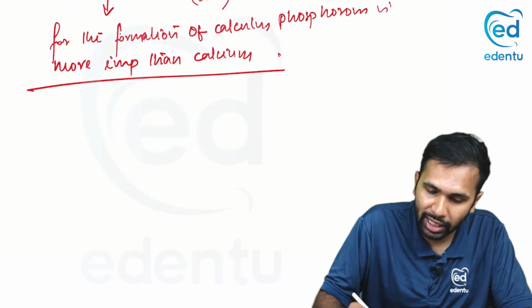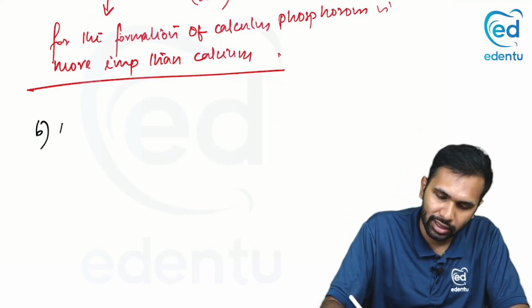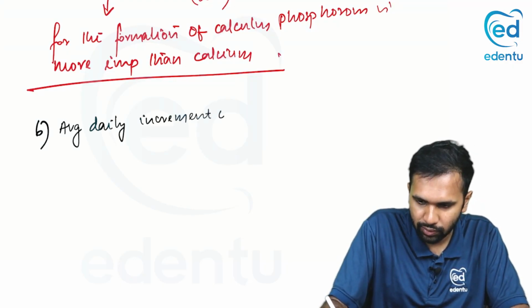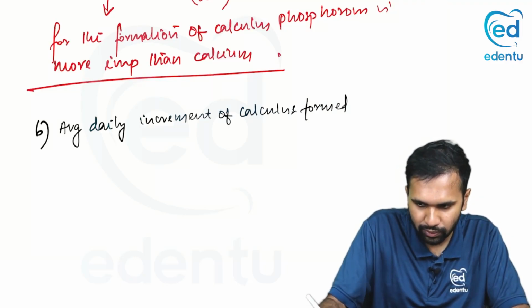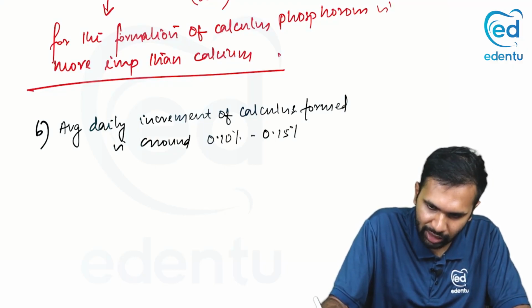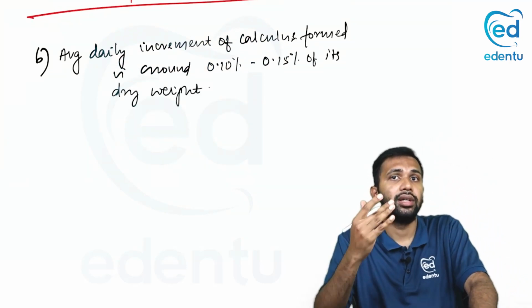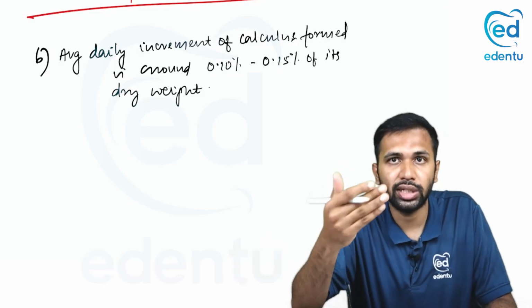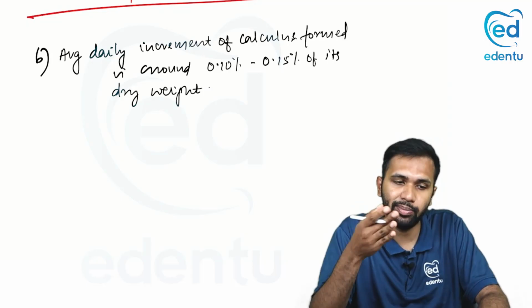The last point about calculus, all these are key points, okay, for you to understand. The last point in calculus is average daily increment of calculus. Average daily increment of calculus that is formed is around 0.10% to 0.15% of its dry weight. The average daily increment, meaning if you compare the weight of a person's calculus today and tomorrow, it has increased by 0.10 to 0.15% of its dry weight compared to the previous day.